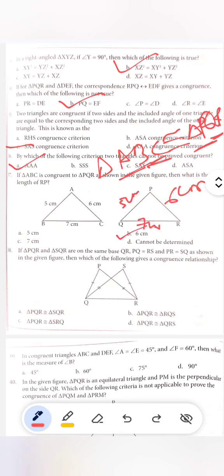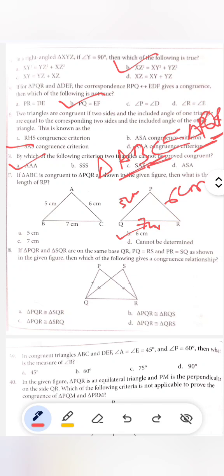Now question number 38. In triangle PQR and triangle SQR, PQR and SQR are on the same base QR. So PQ is equal to SR and PR is equal to SQ as shown in the given figure. Then which of the following gives a congruency relationship? Which two triangles are congruent? Correct. So here it is.